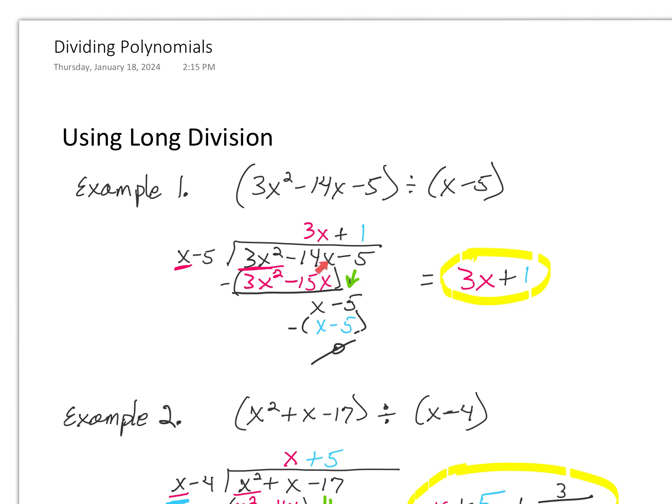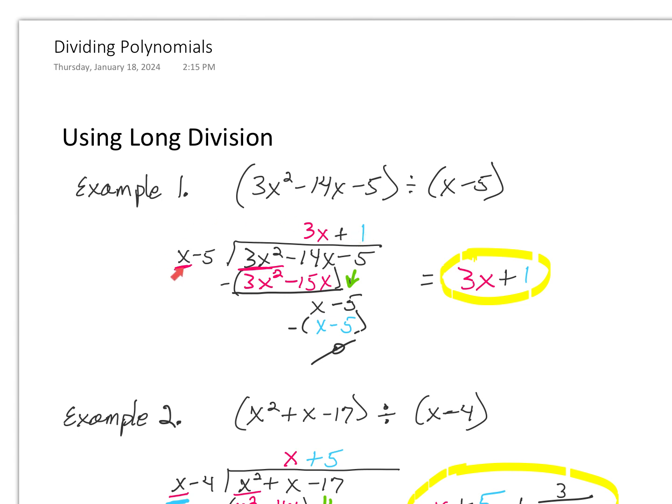But then we have a negative 14x minus negative 15x, which really makes that like a positive. So negative 14x plus 15x is 1x. Now, we have this minus 5 that we need to bring down, x minus 5. So now we're dividing x minus 5 into x minus 5. And you may recognize those are the same. But again, we just look at the first term, x into x. 1x into 1x. It goes one time.